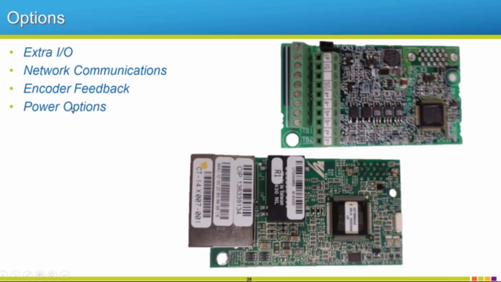And then power options. Maybe you have one of those drives that doesn't have a DC link choke, or you want an input or output reactor, or maybe you have power outages and you want to keep your CPU active on your drive so you don't drop off your comms that we talked about before. You could get some power options like that, and all that's available on our website.